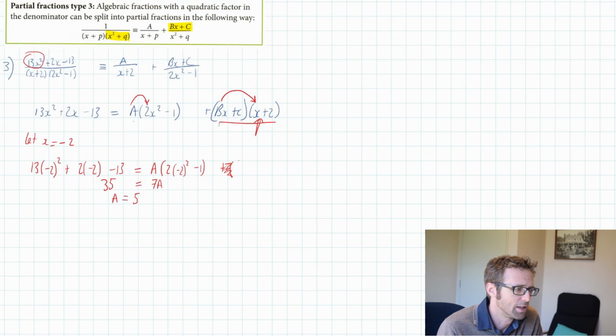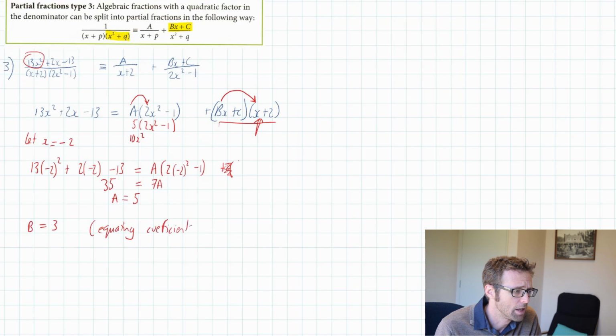So that gives us 5 into 2x squared minus 1, which means we already, from a, have 10x squared, but we need 13. So b equals 3. And I've done that by equating the coefficients. Because I need 13x squared, I've already got 10x squared with what I know about a, so now I've discovered what b is. My last step is now to figure out what c is going to be.